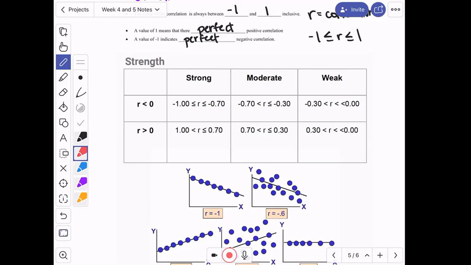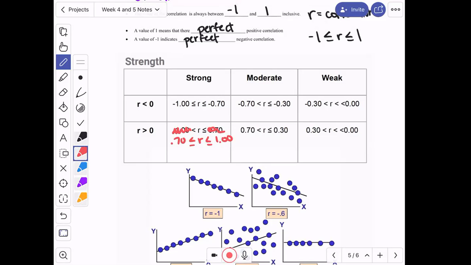It should be written like this, 0.70 to 1.0. That looks better. I wrote them all backwards. You always write the smaller number first.